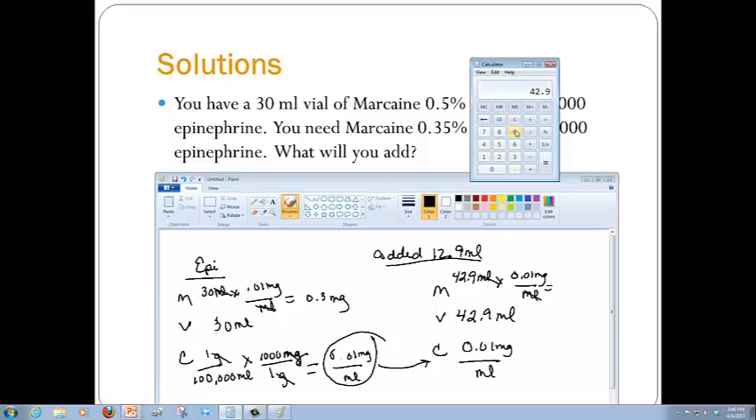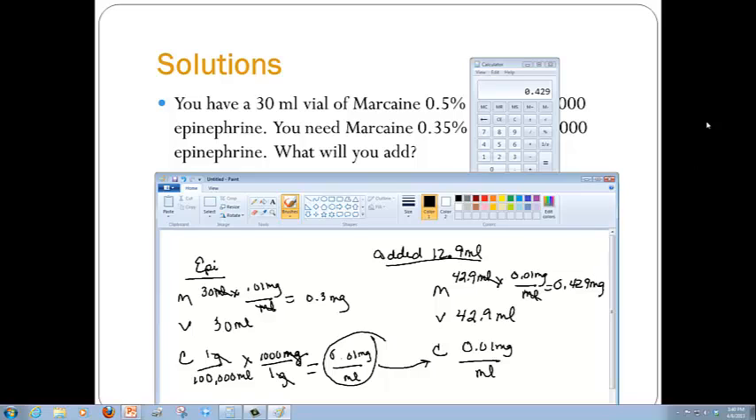42.9 times 0.01 tells me that we need 0.429 milligrams in the final solution. So we added diluent to correct the Marcaine, and now we're going to need to add some epinephrine drug back into the solution in order for the epinephrine concentration to remain the same.